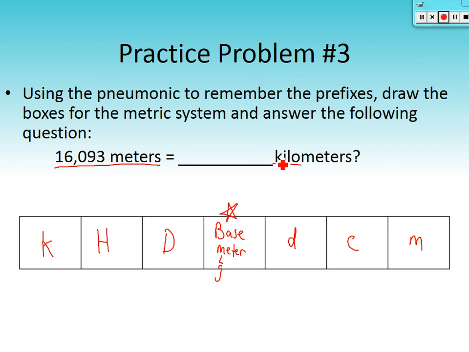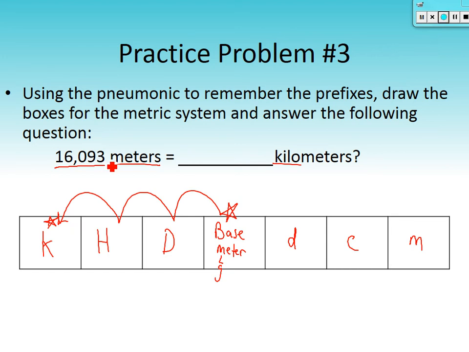Starts with a K. Kilo is right here. So, which way do we have to go and how many boxes? We're starting here at meters. So let's go 1, 2, 3 boxes to the left. So that means we move the decimal 3 spots, decimal places to the left.